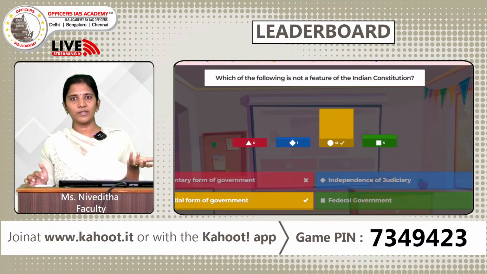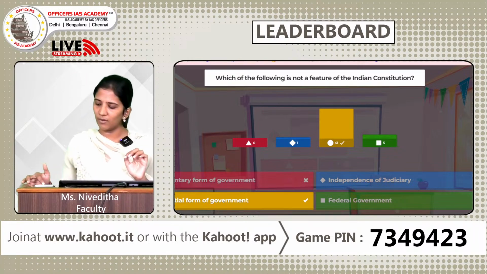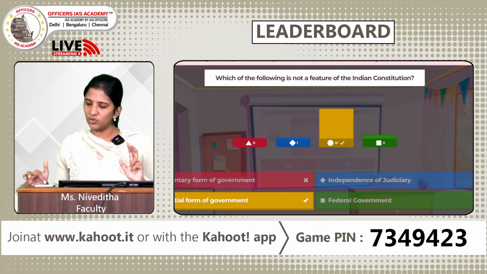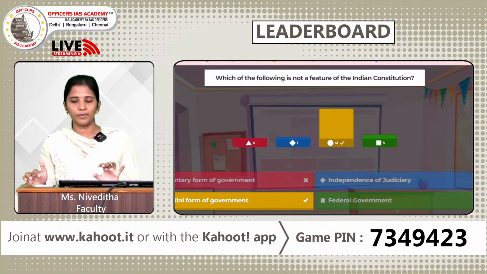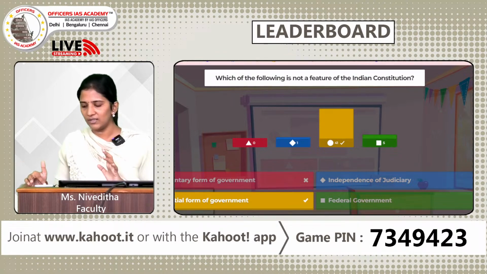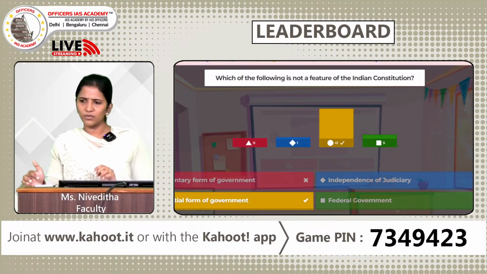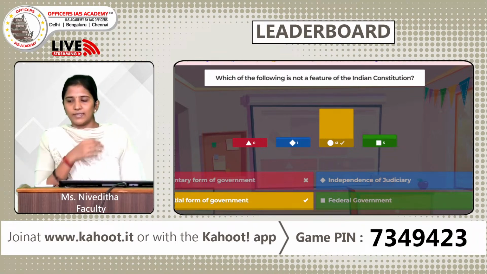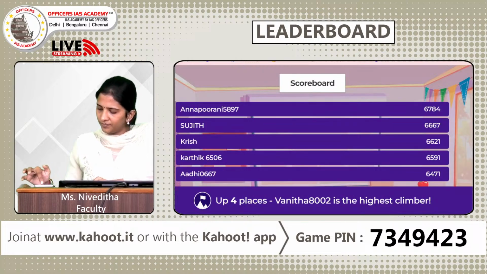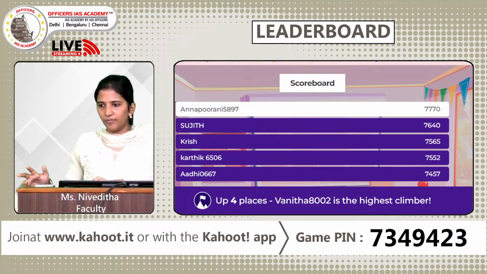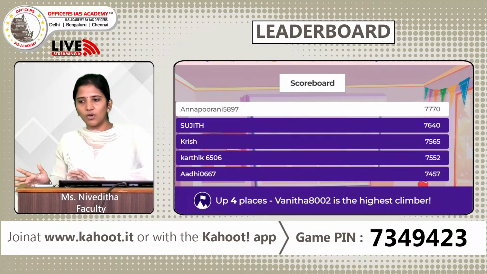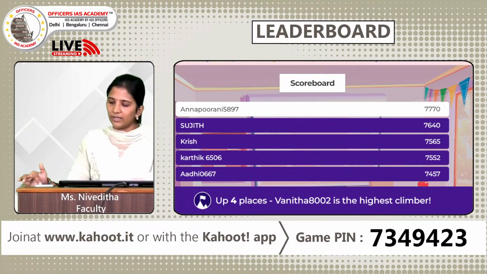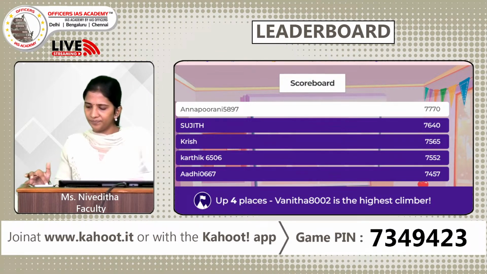The best example of presidential form of government is the United States of America and not us. Of course, we are parliamentary, we have independence of judiciary, and of course, we are a federal government. So, odd one out is presidential. A very easy, simple question to answer. Good, many of you have answered. Let us see the leaderboard. Again, Annapurni has topped, followed by Sujit, Krish, Karthik and Adi. Okay, let us move into the next question.